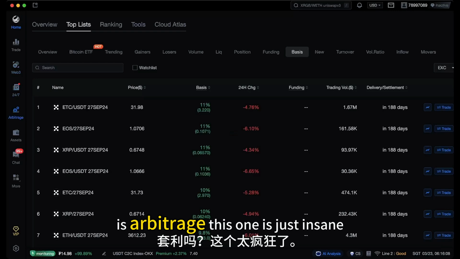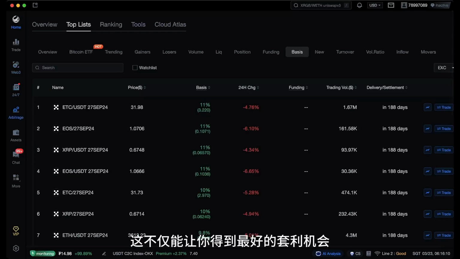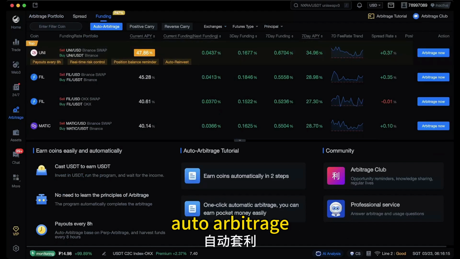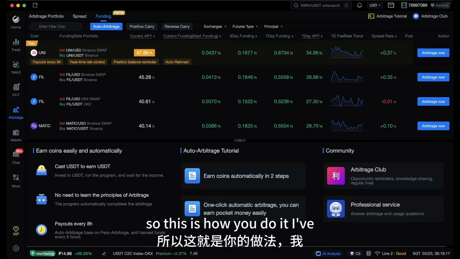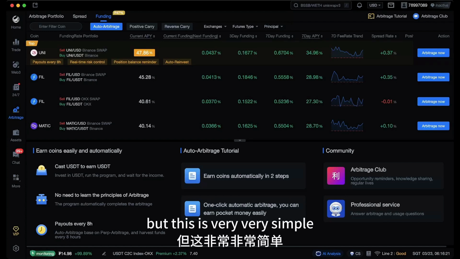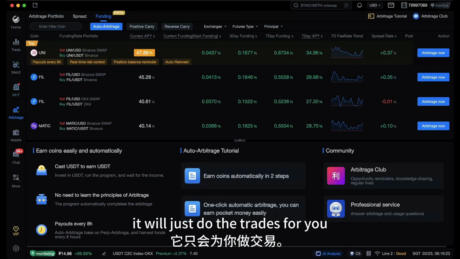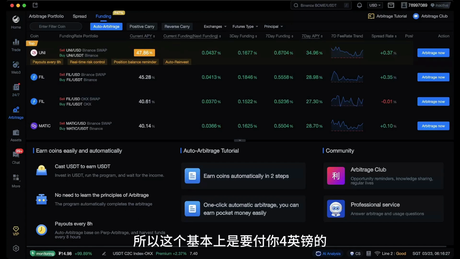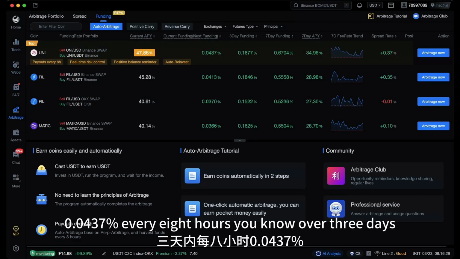Now probably the best thing, and that's what we're going to here, is arbitrage. This one is just insane. Not only does it get you the best arbitrage possible, guys, it just does it for you. Auto arbitrage. So this is how you do it. I've deposited money onto BitGet to do this, but this is very, very simple. It will just do the trades for you, just like that.